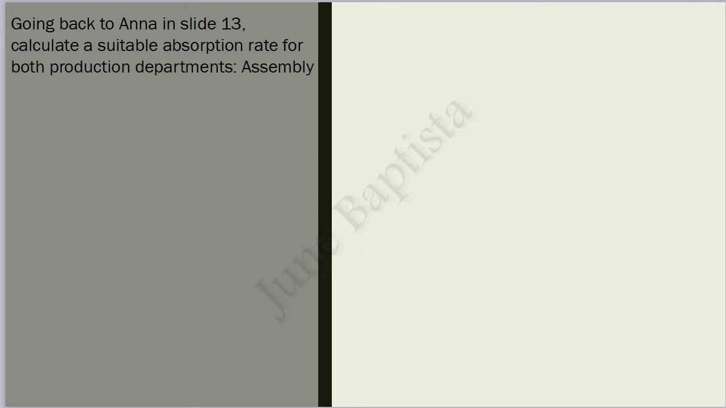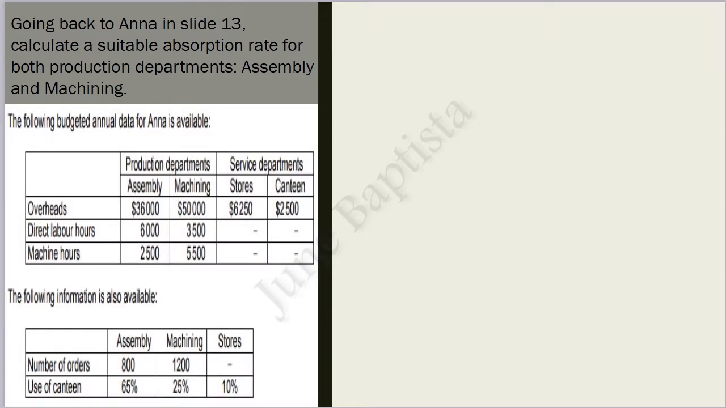Going back to Anna in slide 13, you are required to calculate a suitable absorption rate for both production departments, assembly and machining. Let us look at the budgeted annual data available. You will notice that the direct labor hours in the assembly department is much more than the direct labor hours required by the machining department. Hence, we can conclude that the assembly department is more labor intensive.